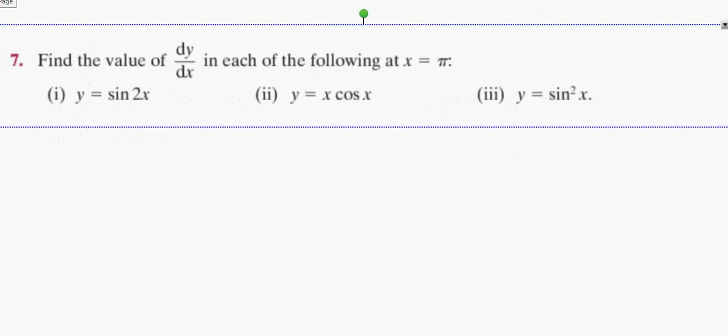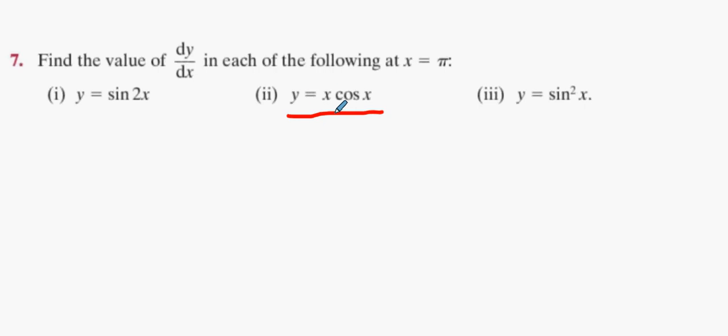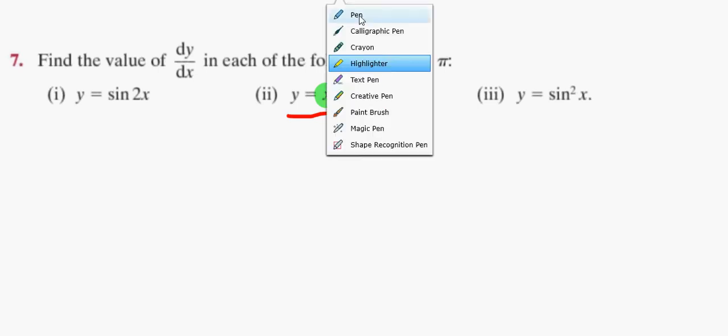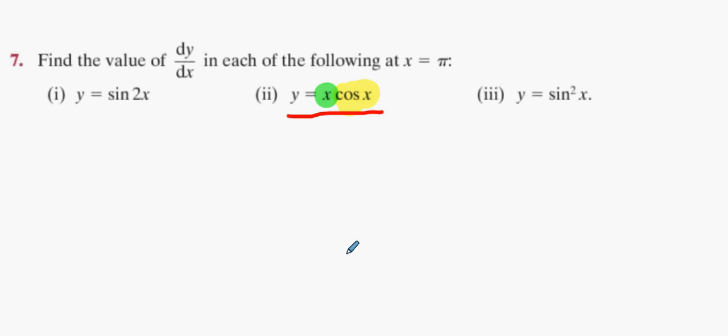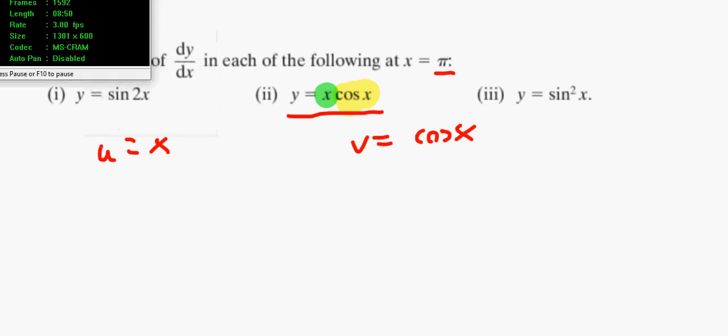Now, next one. Okay guys, we're going to give you guys a go at this. What would you identify this as? What do you reckon it looks like? Two different colours. Product rule. So let u equal x, let v equal cos x. I want you guys to do the product rule, and then once you do the product rule, replace x with pi and see how you go. Off you go.